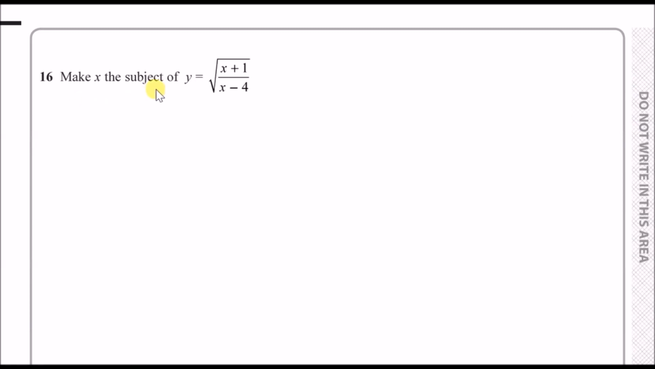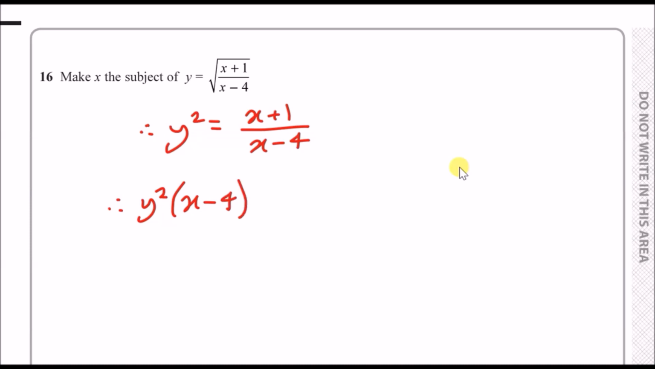Make x the subject of y. Okay, so what we need to do here, guys, is get rid of the square root, and the opposite of square rooting is squaring both sides. So what I'm trying to say here is that we're now going to have y squared equals x plus 1 over x minus 4. Okay, now at this stage we always want to clear the fraction, yeah, because when you have a fraction it makes it a bit more complicated. So to clear x minus 4, we need to multiply x minus 4 across, and this means we're now going to get y squared times x minus 4 wrapped in a bracket equals the right side, x plus 1.